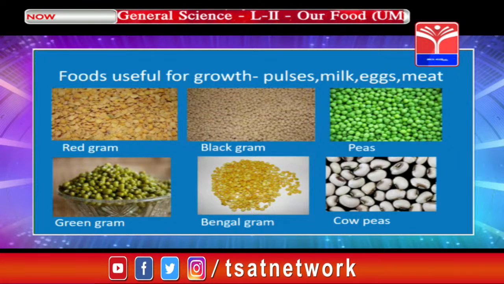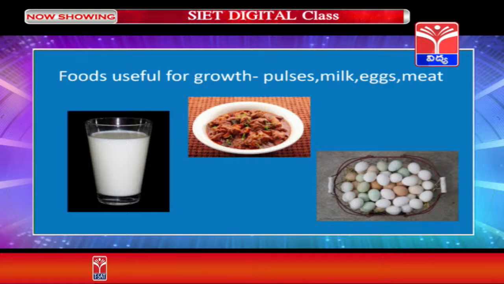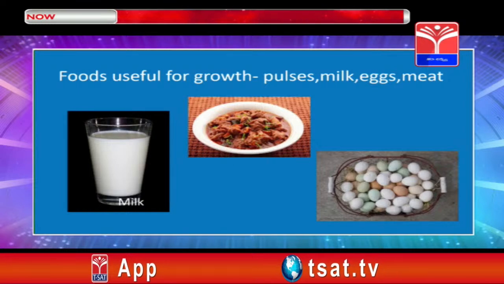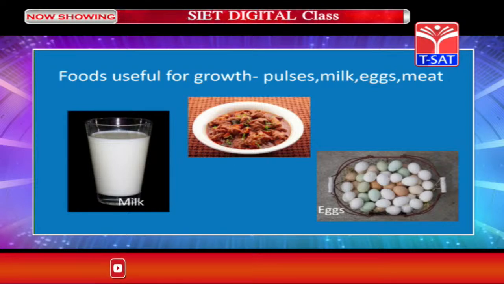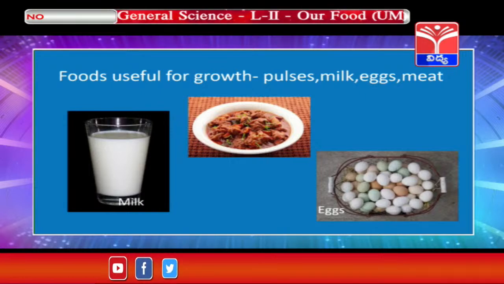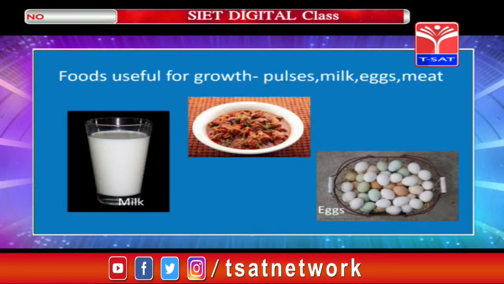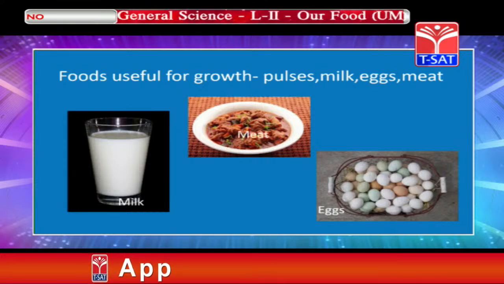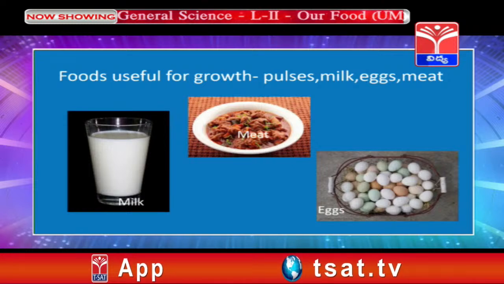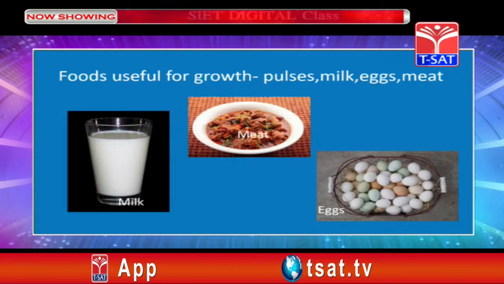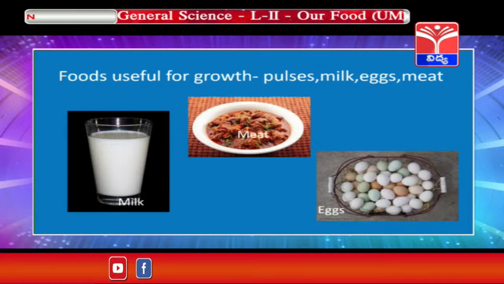Pulses contain proteins. Now, milk. Milk contains calcium which keeps our bones and teeth strong. Eggs. Eggs contain lot of proteins and also vitamins are present in abundance in this. Eggs are wholesome food. Meat also contains proteins. So these pulses, milk, eggs and meat contain protein which help in growth and repair of the body.